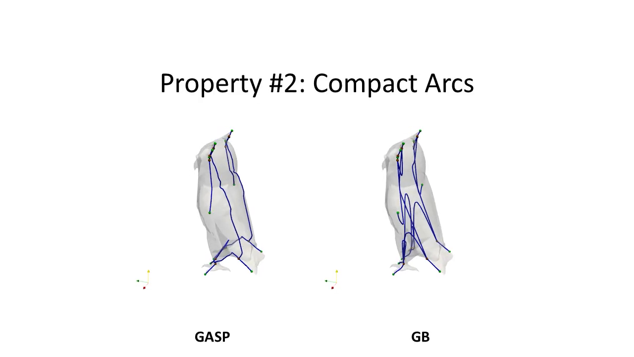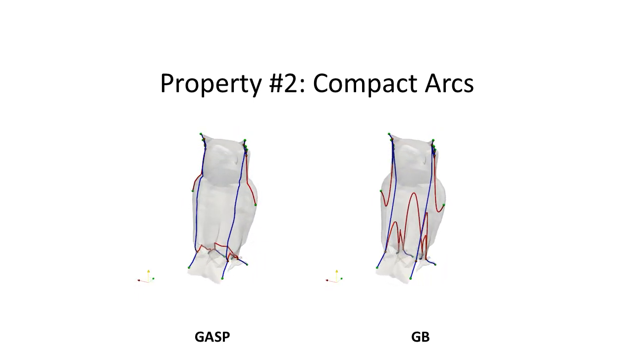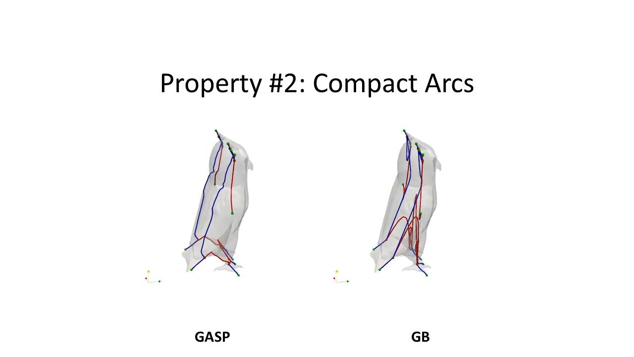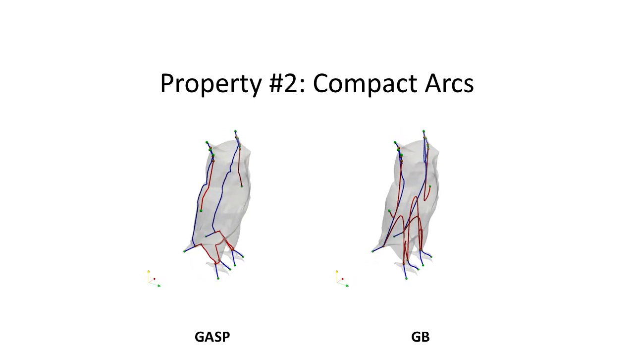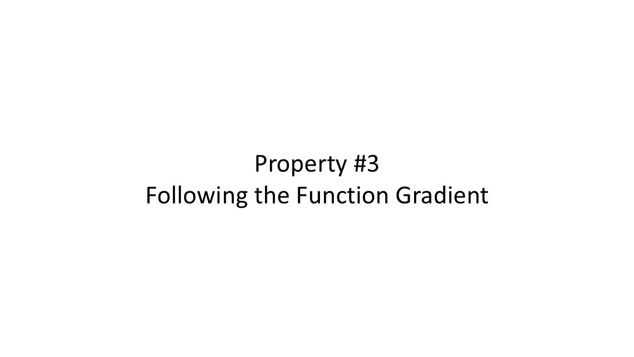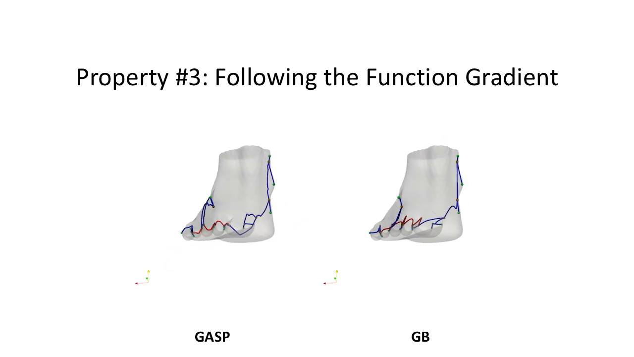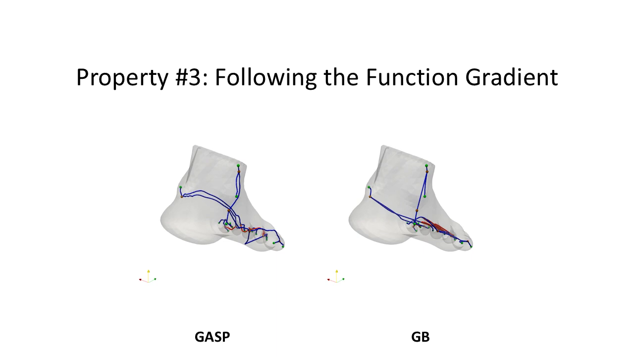For the second property, compact arcs of the Reeb graph, GASP generates shorter arcs than the geometric barycenter algorithm. The improvement can be understood on the highlighted red arcs, which take a shorter path with GASP. For the third property, following the function gradient, GASP Reeb graph arcs align better with the gradient of the function than the geometric barycenter algorithm.